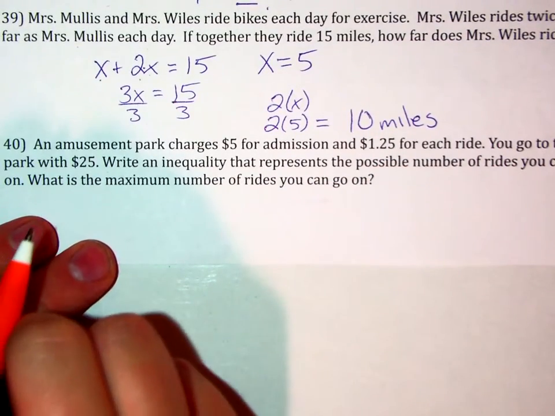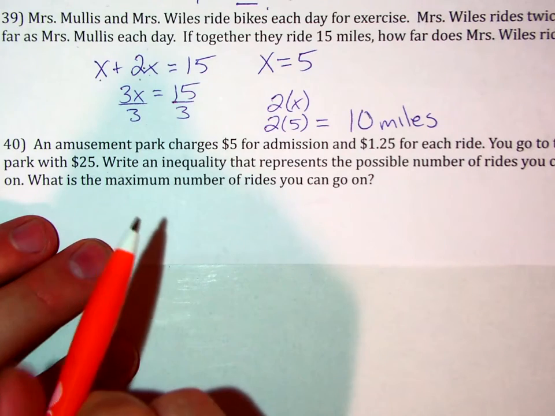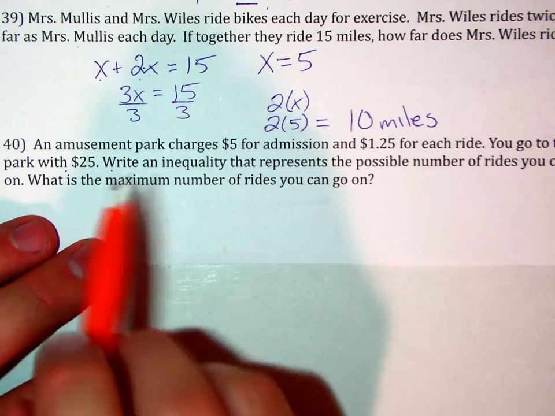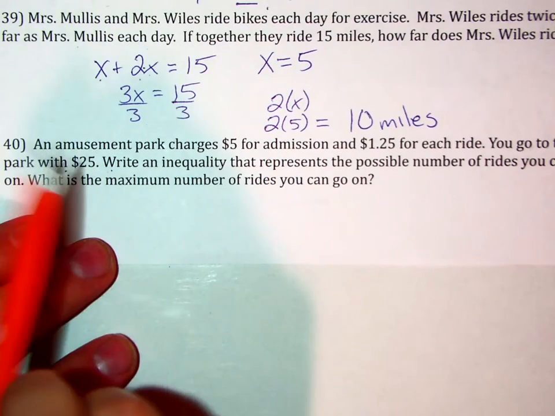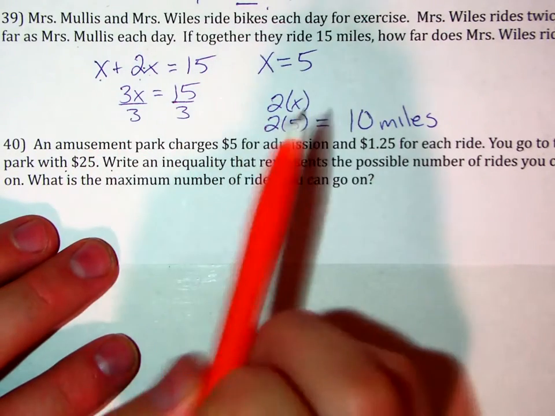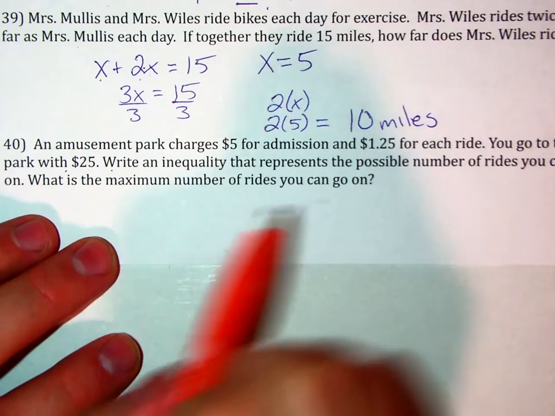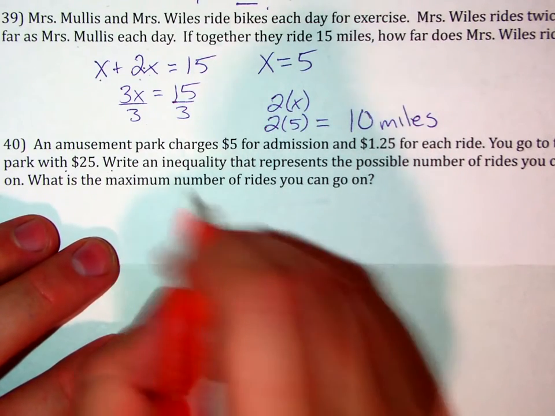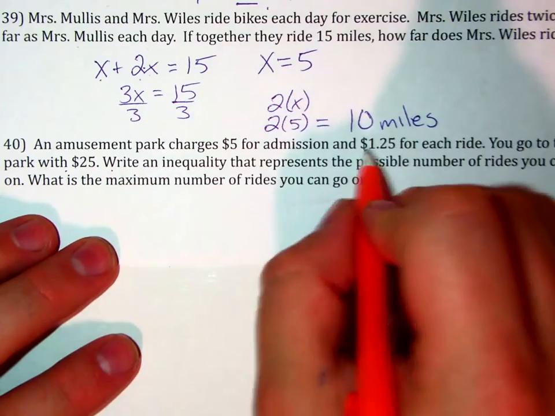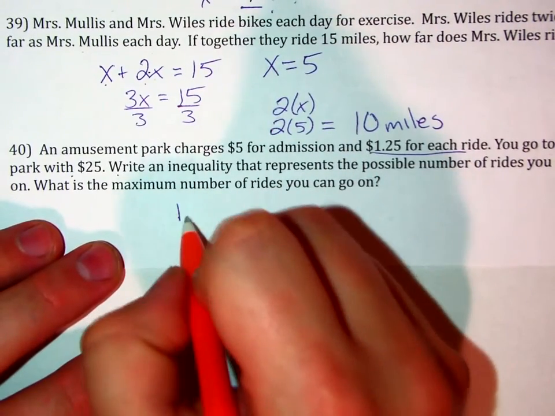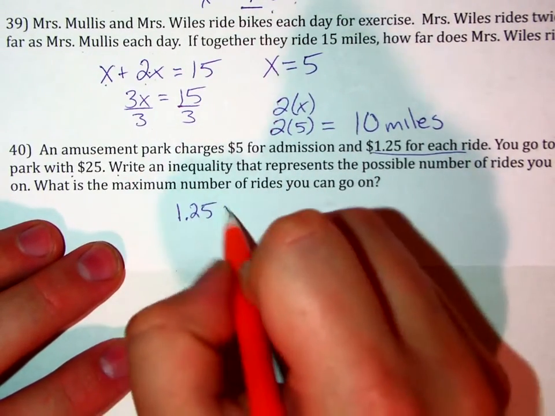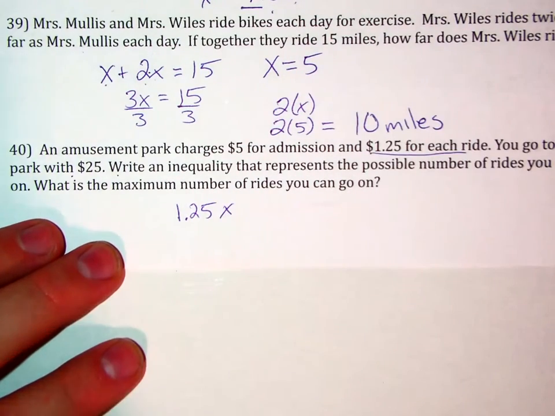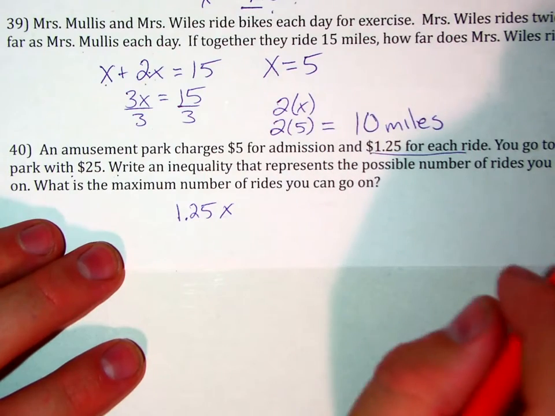And the last problem on this page, an amusement park charges $5 for admission, $1.25 per ride. You go to the park with $25, write an inequality that represents the possible number of rides you can go on. What is the maximum number of rides you can go on? Well, first we need an inequality statement. So we have the cost for ride is 1.25 per ride, means I'm getting multiplied by however many rides I go on. I don't know how many yet, which is why we use the variable X.